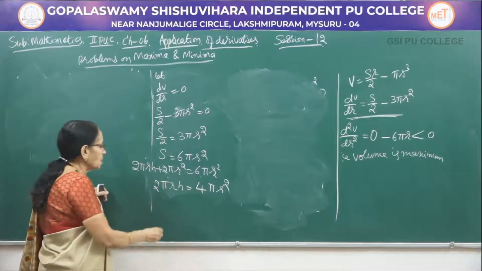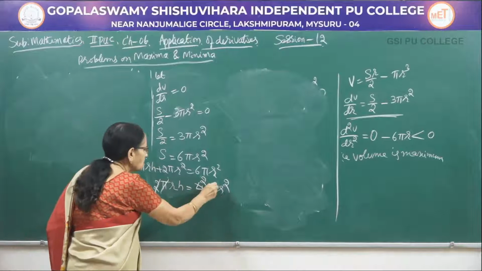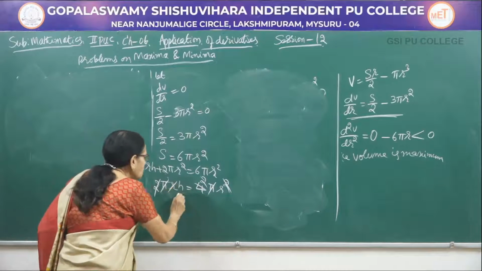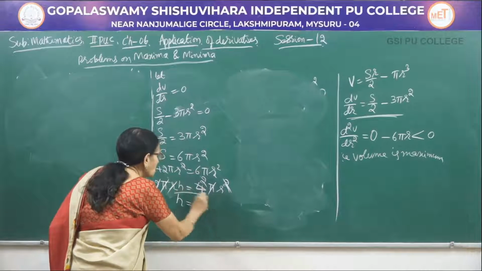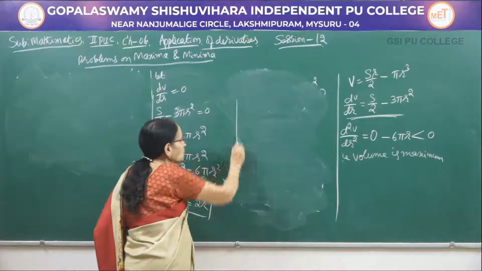Some cancellation we can do. 2 ones are 2, 2 twos are 4, you can cancel. Pi can be cancelled. 1 r can be cancelled. What is remaining? h is remaining, 2 and another r, that is h is equal to 2r. So, that is what we wanted to prove.